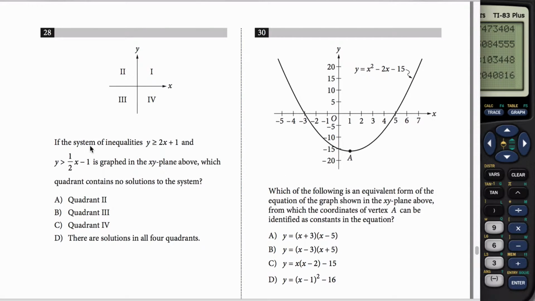28. If the system of inequalities y is greater than or equal to 2x plus 1 and y is greater than 1/2 x minus 1 is graphed, which quadrant contains no solutions to the system? Okay, so maybe we go ahead and graph them.